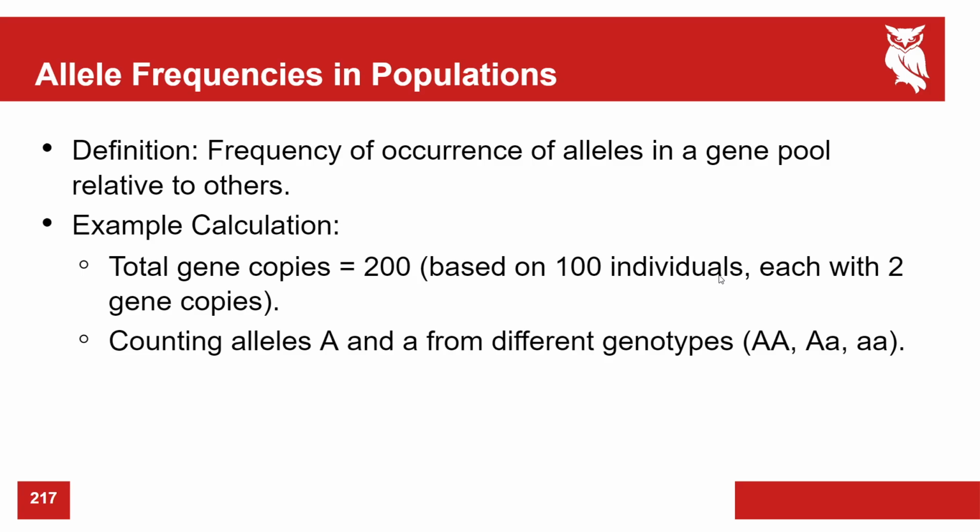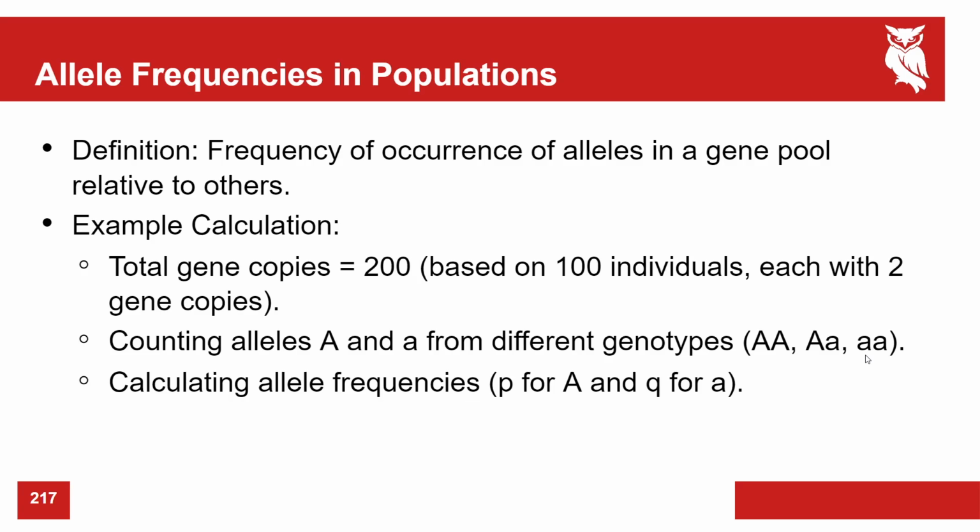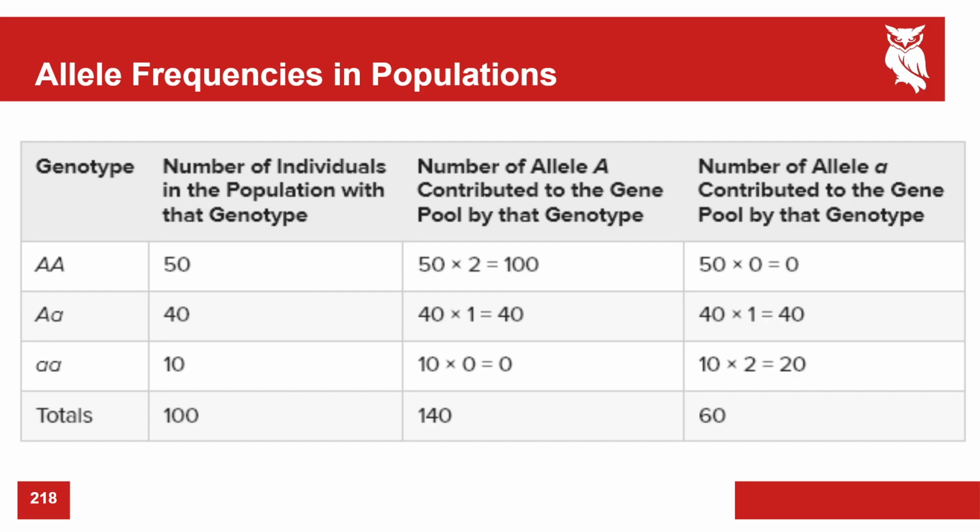So we'll use the letter A. If you count the big A's and the little a's from the different genotypes, big A, big A will have 2 big A's. Big A, little a has 1 big A, 1 little a, and little a, little a will have 2 little a's. So if we want to calculate the frequencies of p for A and q for little a, when we talk about p's and q's, that's the Hardy-Weinberg equilibrium, which we'll get into in the next section. We can do the calculation like this.